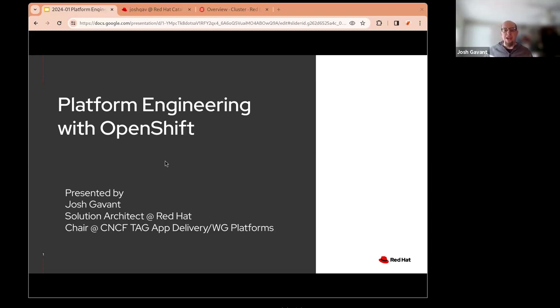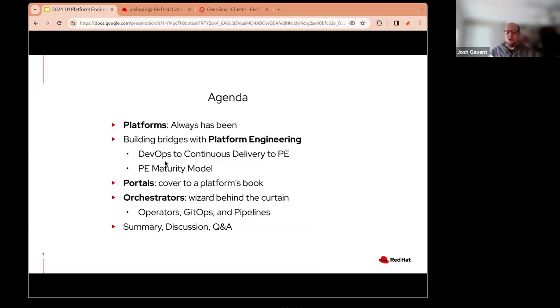So in today's presentation, what I want to focus on is first platform engineering in general. What is a platform? What is platform engineering? But also I want to dip down into some of the practical aspects. If you're building a platform, what are the things that you might think about? I especially want to touch on portals and orchestrators, and talk in particular about how OpenShift supports platform engineers and the capabilities that we have for platforms in OpenShift.